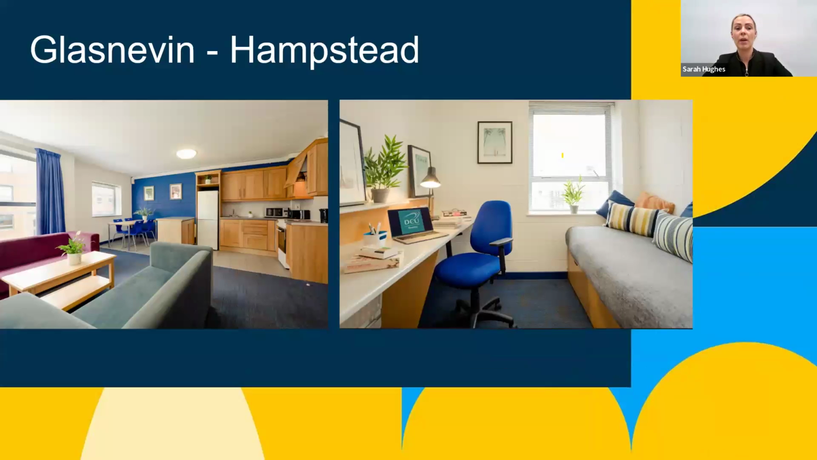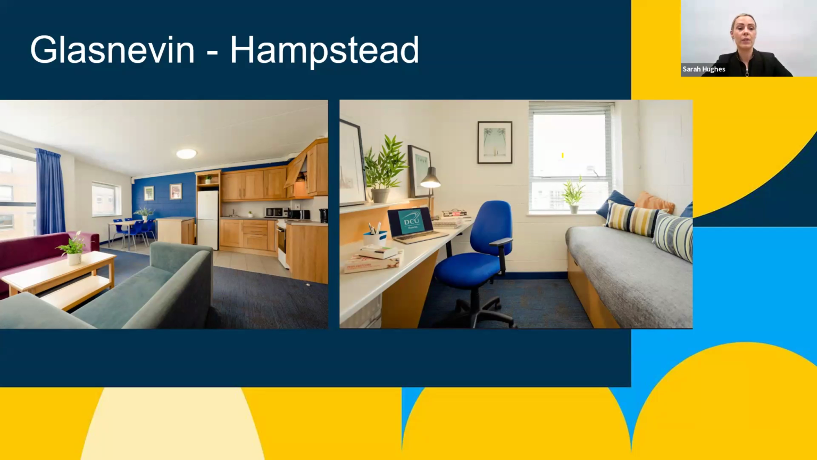So this is an example of a Hampstead room, which is on the Glasnevin campus. Normally, this type of room would be for our international undergraduate students. So the occupancy would be from September until May. This is an example of a single room to your right. And as you can see, you have the single bed, the desk space. You also have a private bathroom, and you are sharing this apartment with 4 other students.